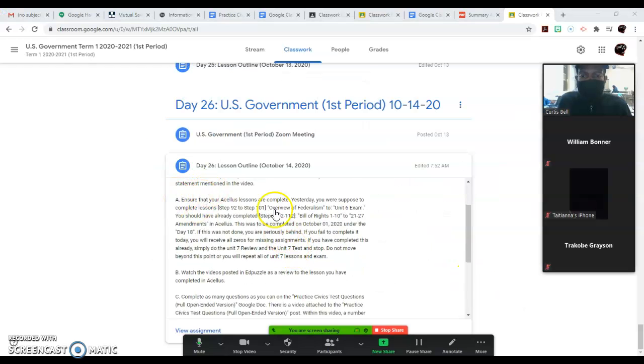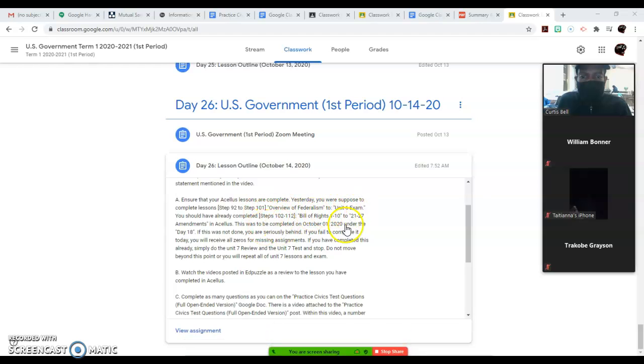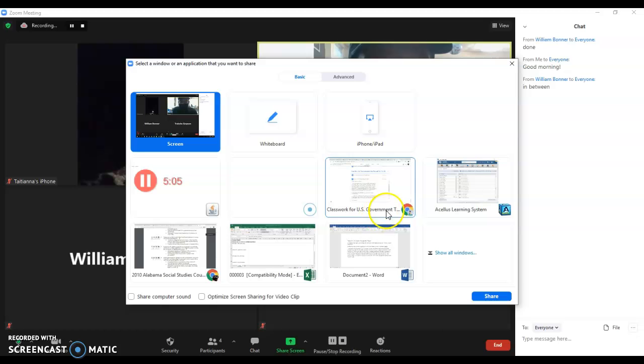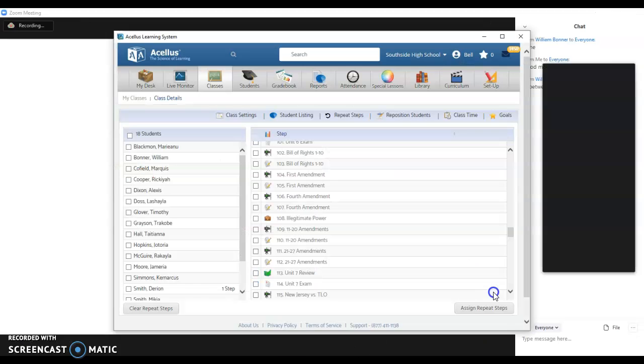Again, it's under A, 92 to 101, which is this. Most of you did this under day 18 post, the steps 102 to 112. It was the Bill of Rights and then amendments 21 through 27. Today again, you're just going to do the Unit 7 review and the Unit 7 test. I'll show that to you in Acellus, and that will be all that you will do in Acellus today. Let me show you how that looks.